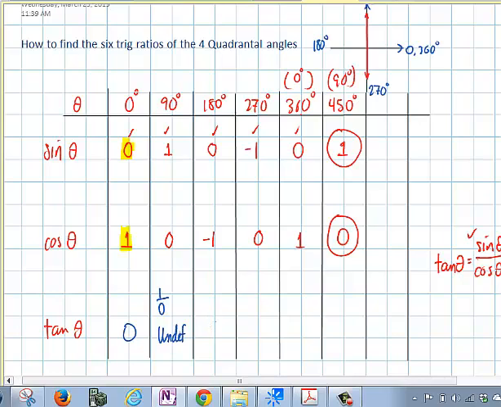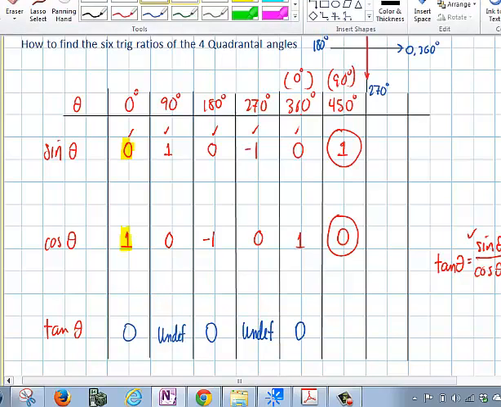Then for the next one, 0 divided by -1 is 0. And again, at 270, we're undefined because we're dividing by 0. And then the last one is going to be 0 divided by 1, so the ratio will be 0. So you can see there's a pattern here for tangent. It varies between 0 and undefined, and you need to really memorize how we came about with this table of information, because once you get this table set up, you can find the other 6 trig ratios.